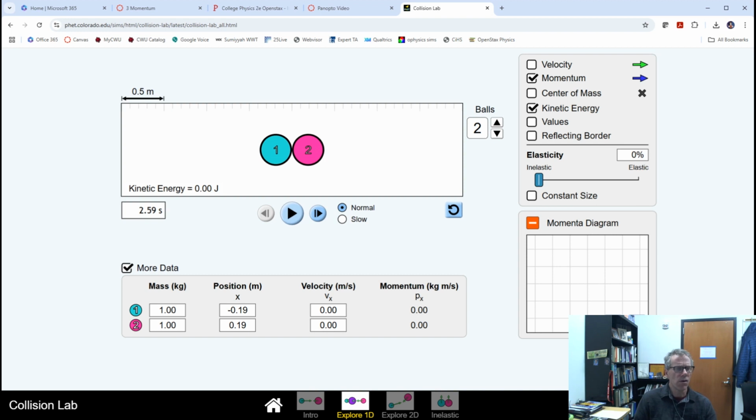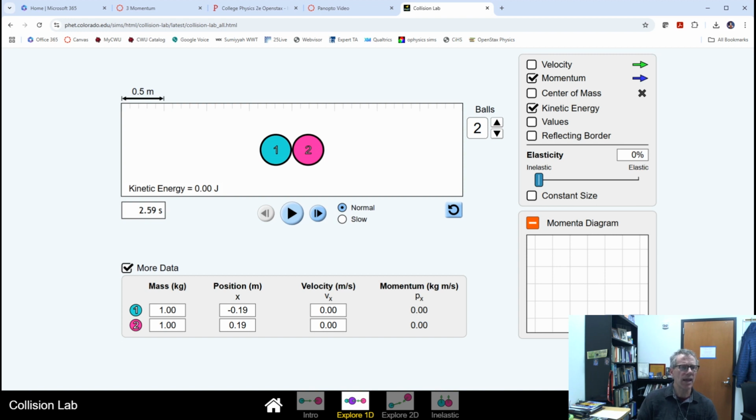All right, so they collided with each other and they completely stuck together. So the momentum afterwards is 0. So the momentum was conserved because the momentum before was 1 and -1. The momentum after is 0 plus 0. 1 plus -1 and 0 plus 0 all equal 0.